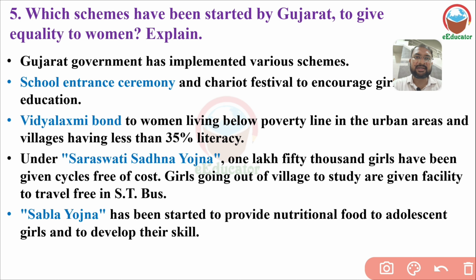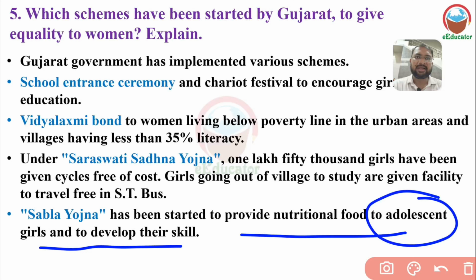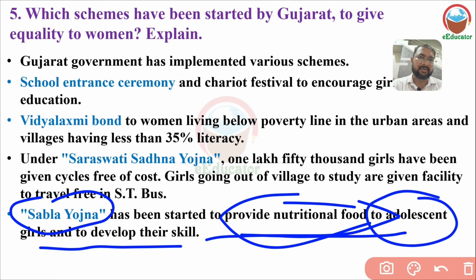Another scheme is Sabla Yojana. It has been started to provide nutritional food to adolescent girls and to develop their skills. Those are the adolescent girls. Under the Sabla Yojana, nutritious food is provided to them for their development.